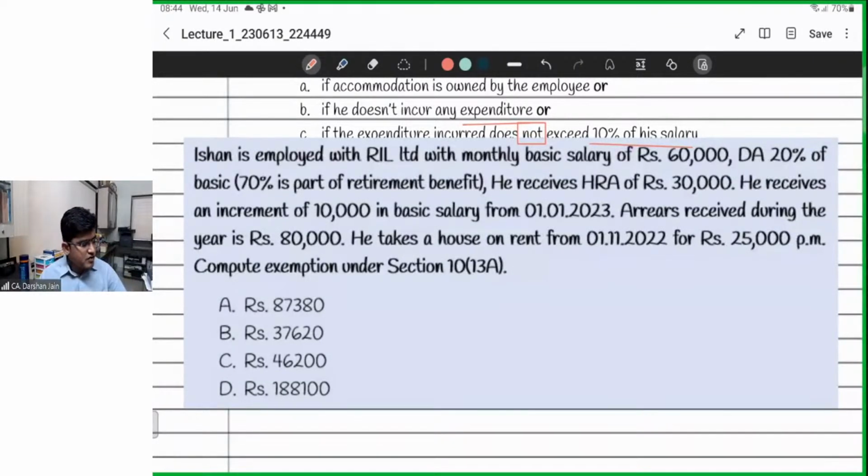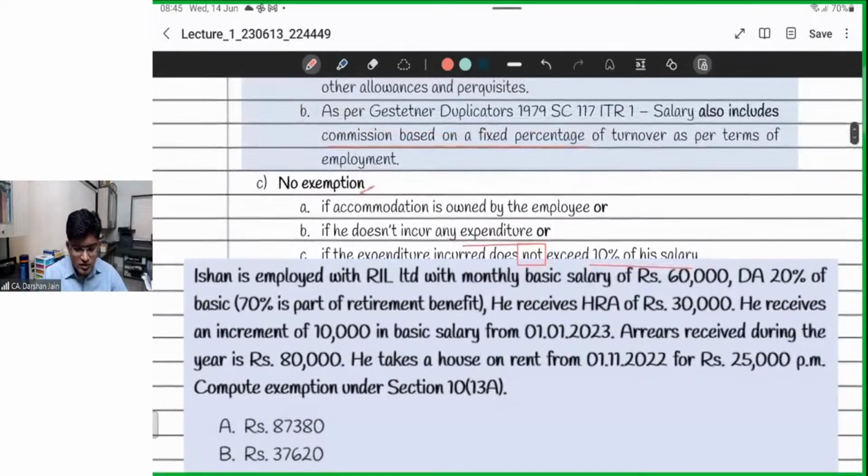See if you could solve this. Let me also show you the rule.